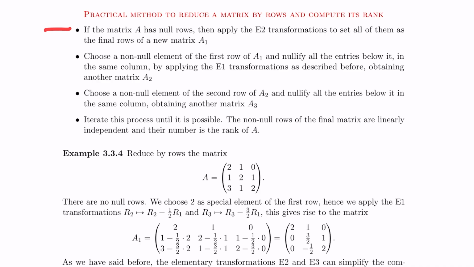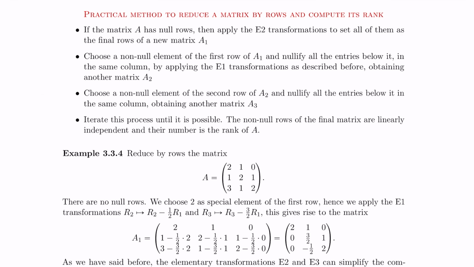First of all, if the matrix A has null rows, then apply E2 transformations to set all of them as the final rows of a new matrix that you call A1. Then select a non-null element of the first row of A1 and nullify all the entries below it in the same column by applying the E1 transformations that we have seen before. What you obtain is a novel matrix that you call A2.